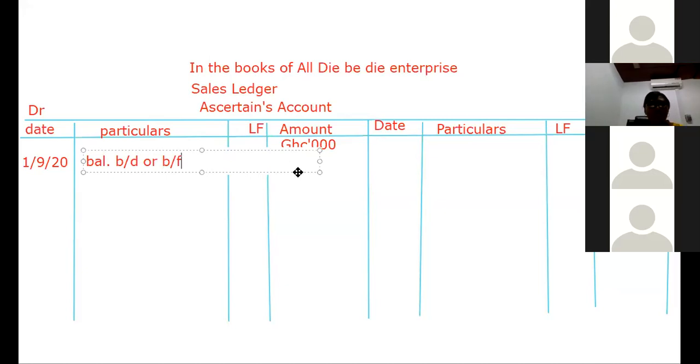Okay, what was the amount? And because it is somebody we sold to and it's a debtor, we know that a debtor is an asset, so it has a debit balance. So the opening balance, you don't even have to think it through. It's debit. How much is it? 1,200. So it means it's 1.2.